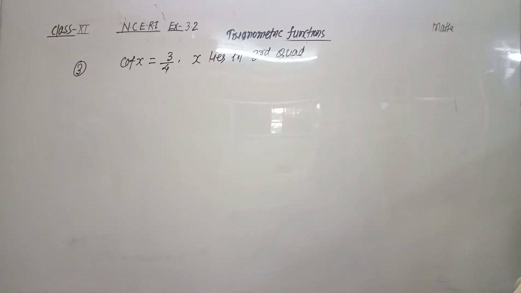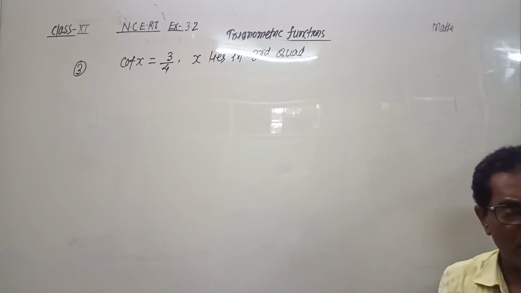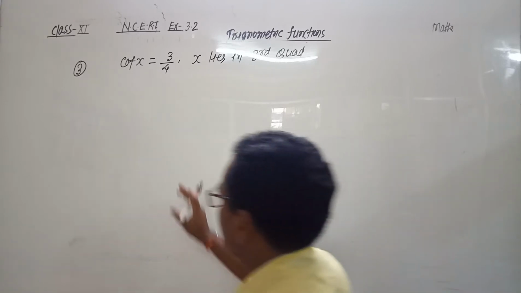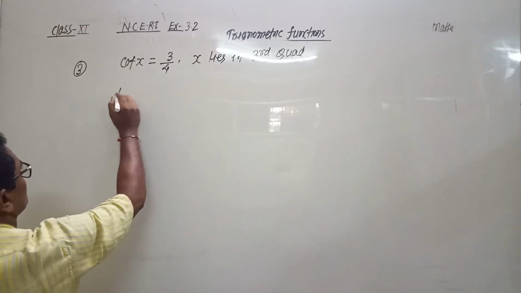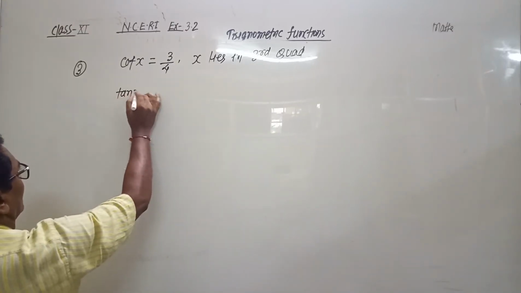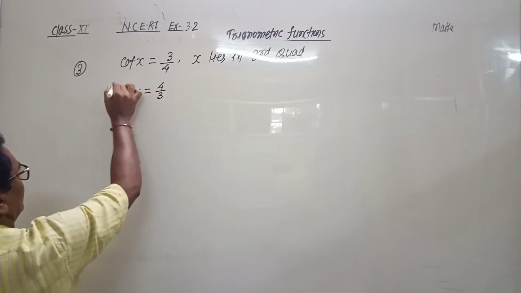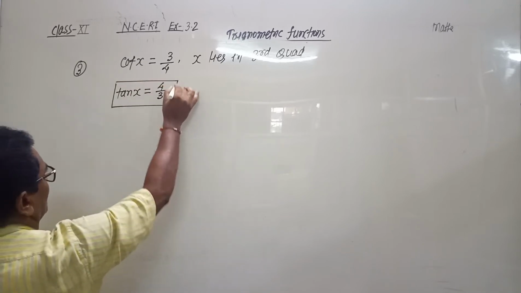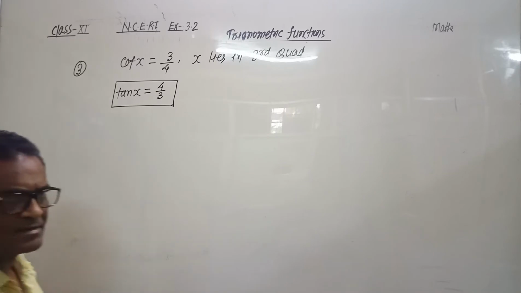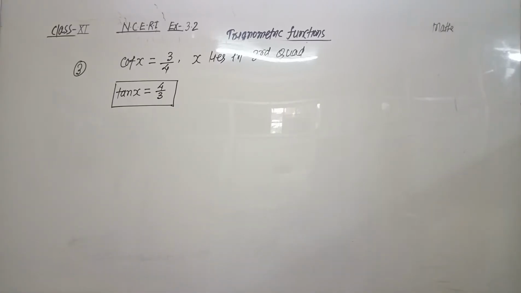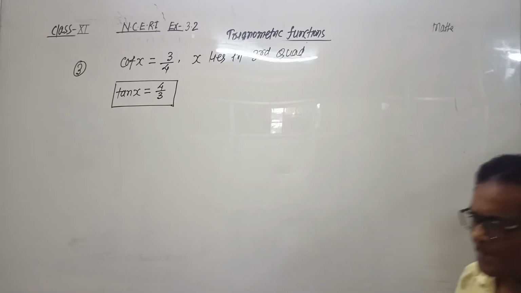All Science To College. In the third quadrant, cot x is positive. So we can find the value of tan x. Tan is the reciprocal of cot. So tan x will be 4/3. And in the third quadrant, tan is also positive.